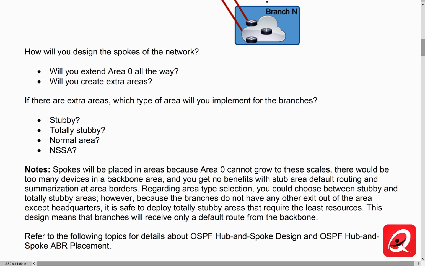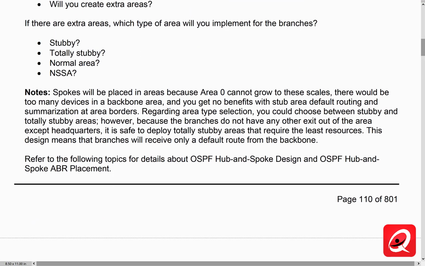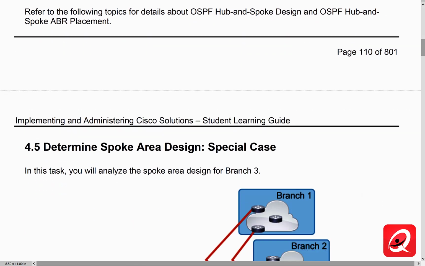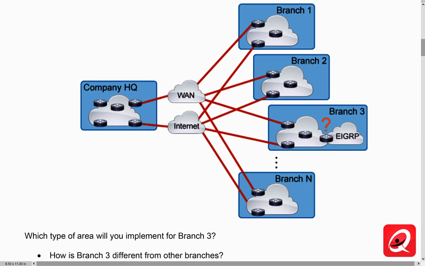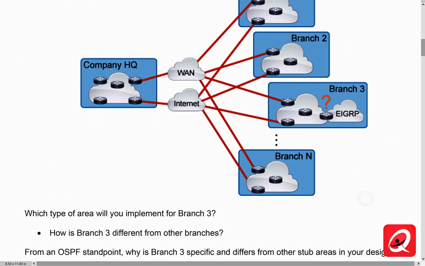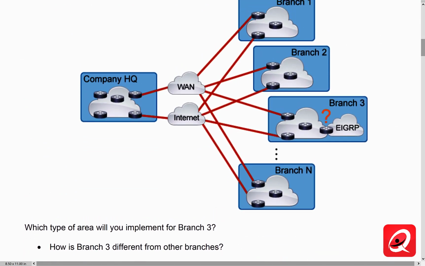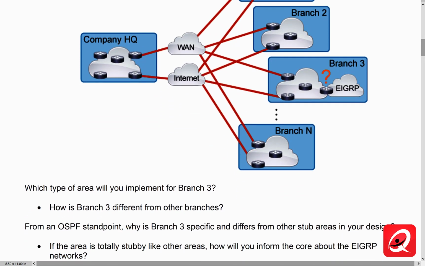They do not mention here whether or not we should do something special for branch 3. But I think that's in the next topic here, the special use case, if you will. Let's see if that's next. Yes, special use case. For branch 3, what do we do for branch 3? What type of area should we implement for branch 3? How is branch 3 different?